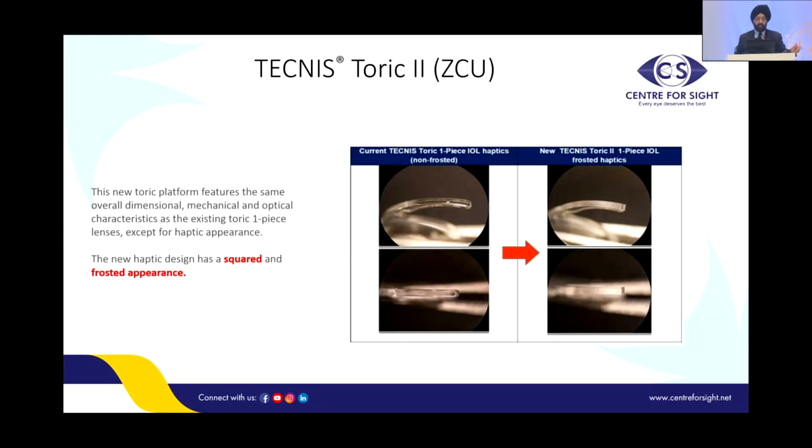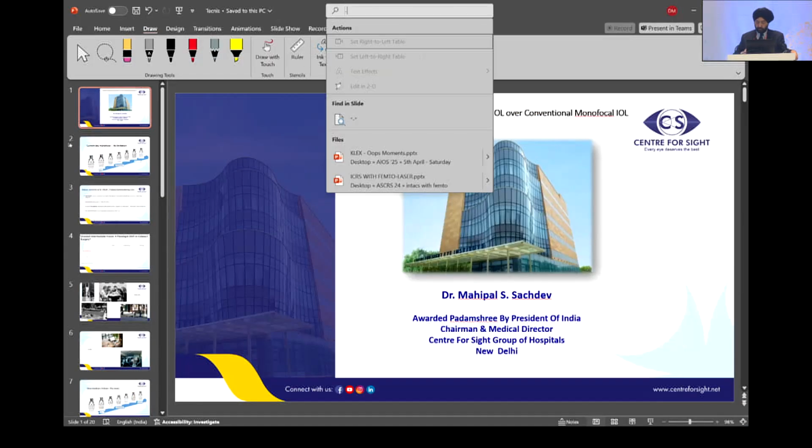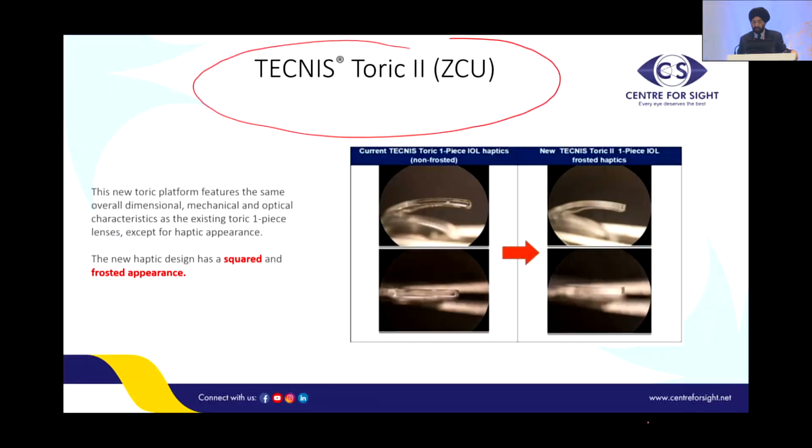Now we did a study, because there was a lot of issue about the stability. I am going on to the second part of the talk, which is the toric lens stability. So the Technis was supposed to be slightly unstable as regards its position, as regards toricity. So the company responded and they brought about what is known as the Toric 2, which is basically the version wherein the little thing that has been done is that the haptics have been frosted.